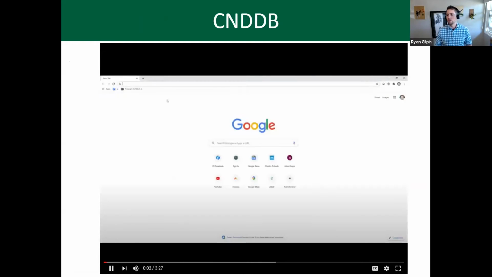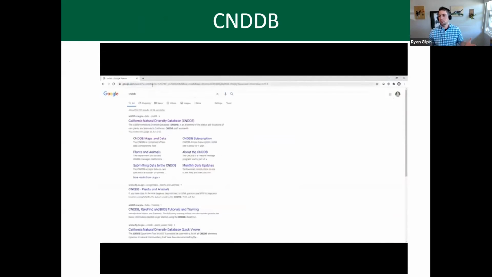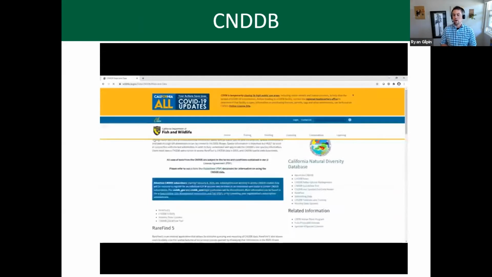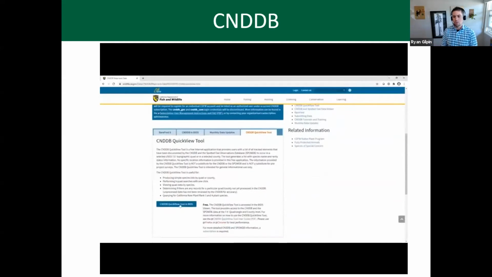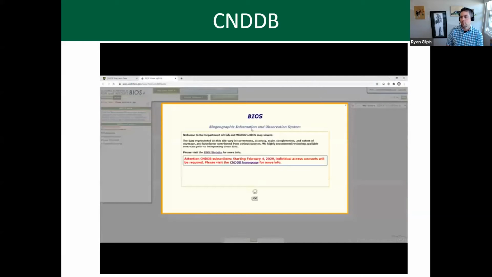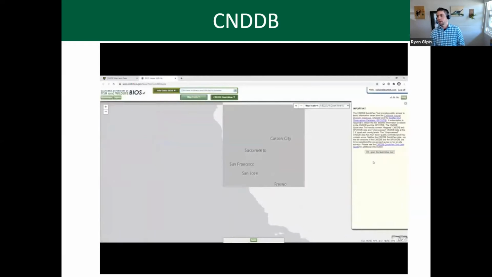We're going to walk through how we look up something on CNDDB. So I type CNDDB into my web browser and pull up the maps and data. We're going to go to the quick view tool. And while that opens up, we're basically looking for threatened and endangered species in our area.